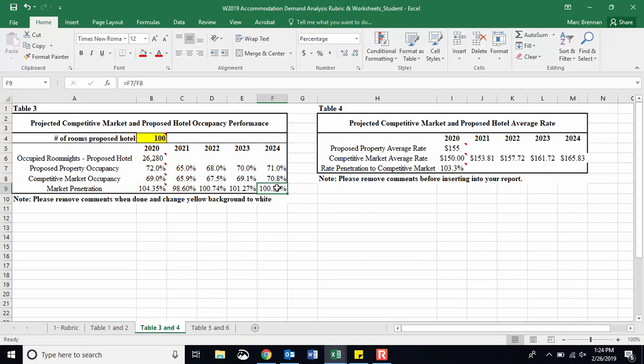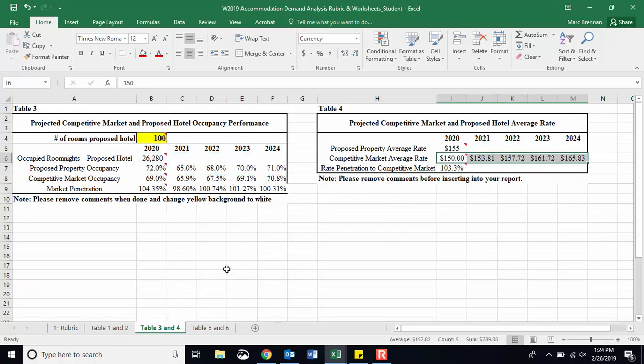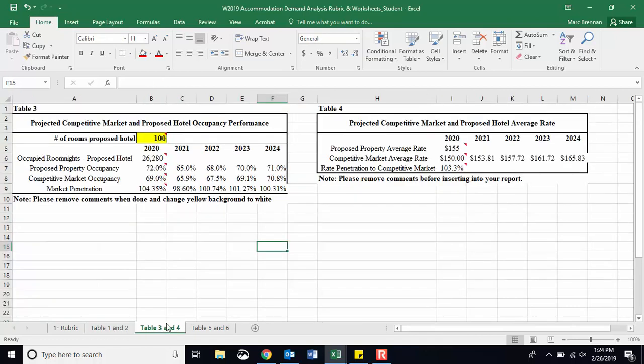If you're really at 110%, that would mean you're very high, much higher above average occupancy or rate. There has to be a really good reason why you believe the proposed hotel would have that. So that's a little explanation as to what you would want to change for Table 2 and Table 1, which will then affect Table 3 and Table 4.